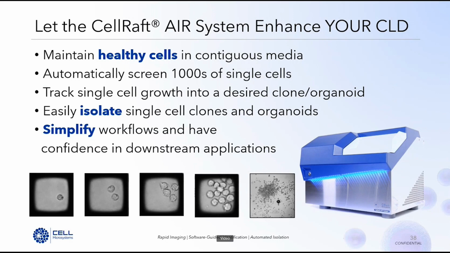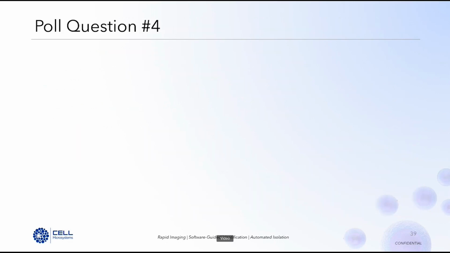We're able to track single cell growth into a desired clone or organoid, and then using the AIR system, we can easily isolate single cell clones or organoids for downstream workflows. And ultimately, this allows you to simplify your workflows and have confidence in your downstream applications that the cell lines you've actually developed are fit for purpose and are ready to go in your downstream research.